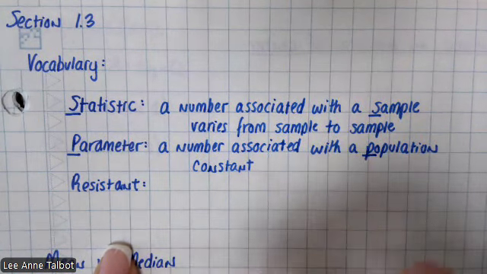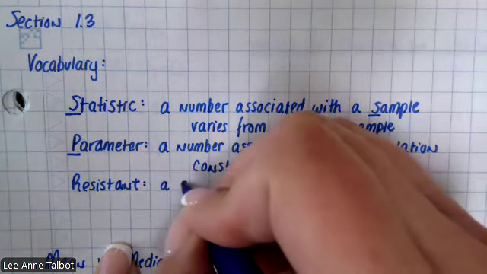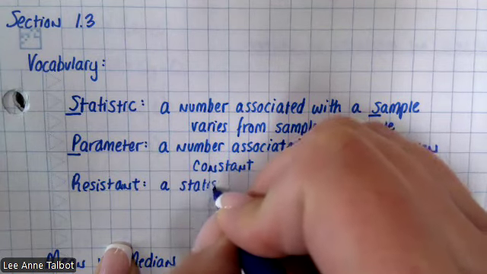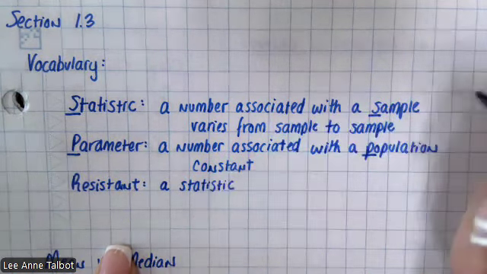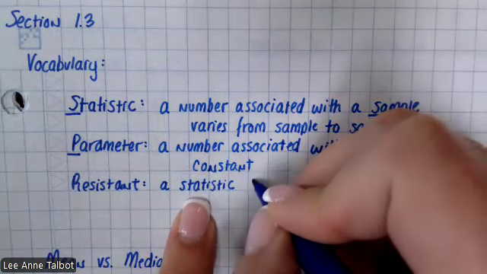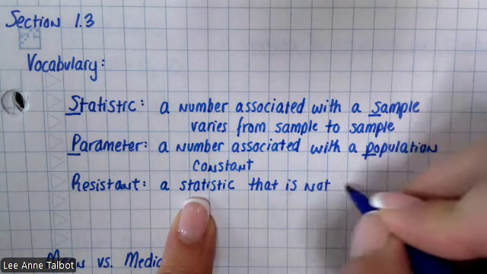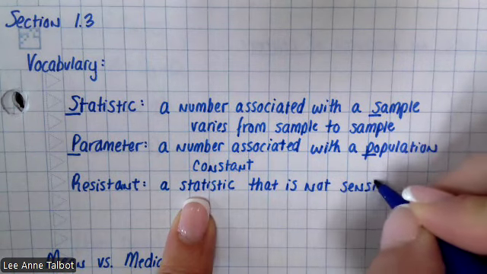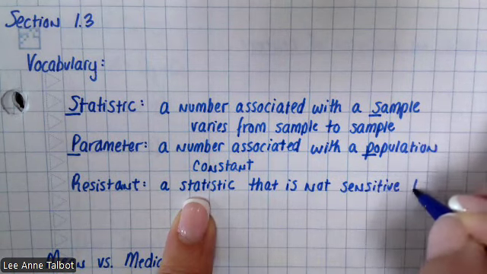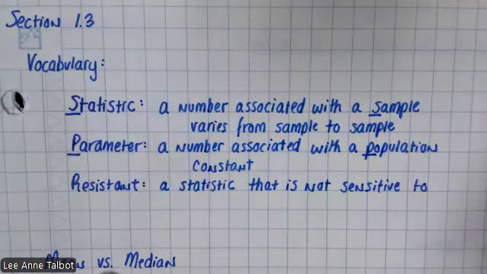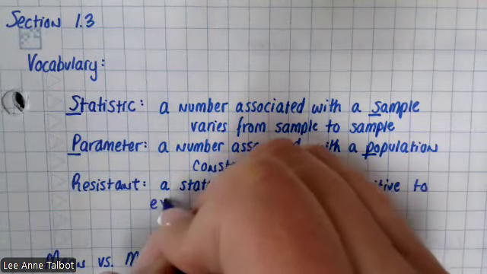Resistant is our last vocabulary word. That is a statistic, so a number from a sample, that is not sensitive to extreme values.